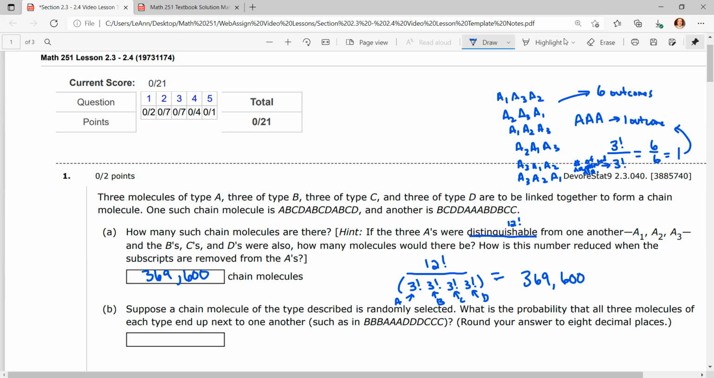So remember, probability has to do with desired over total outcomes. So we want to know what is the probability that all 3 molecules of each type end up next to one another, such as BBB, AAA, DDD, CCC. Round your answer to 8 decimal places.